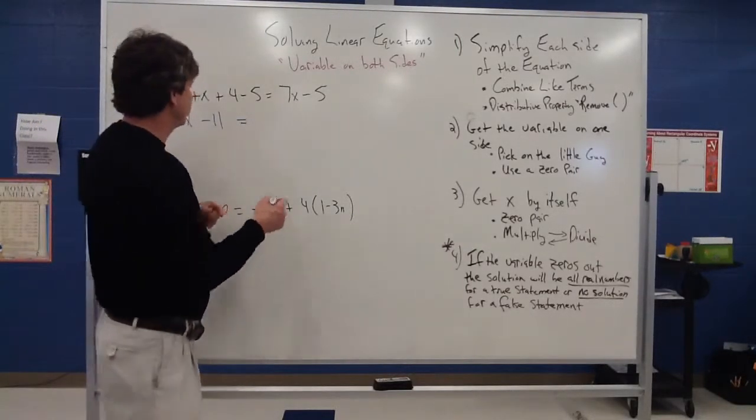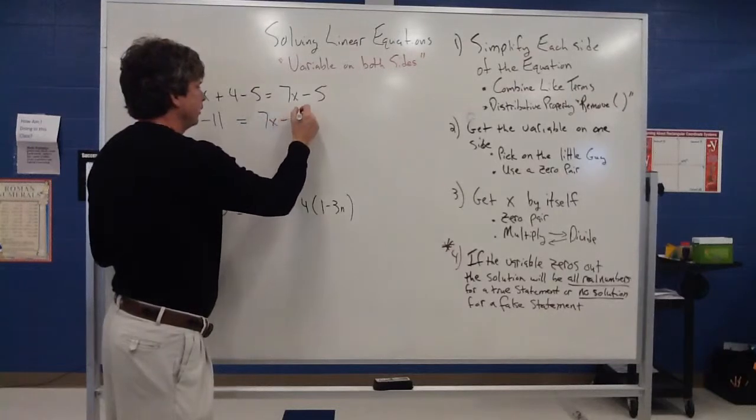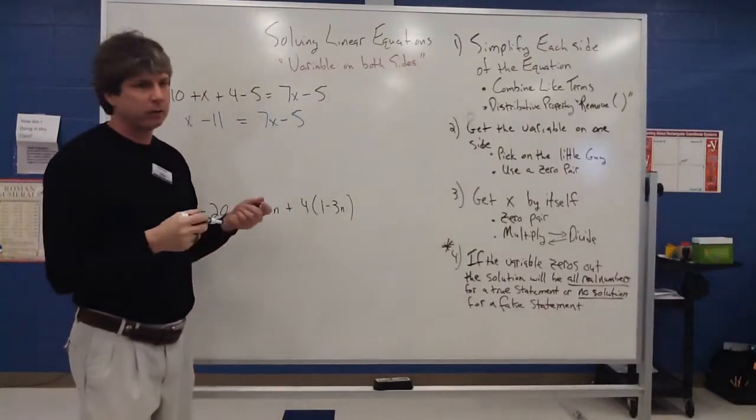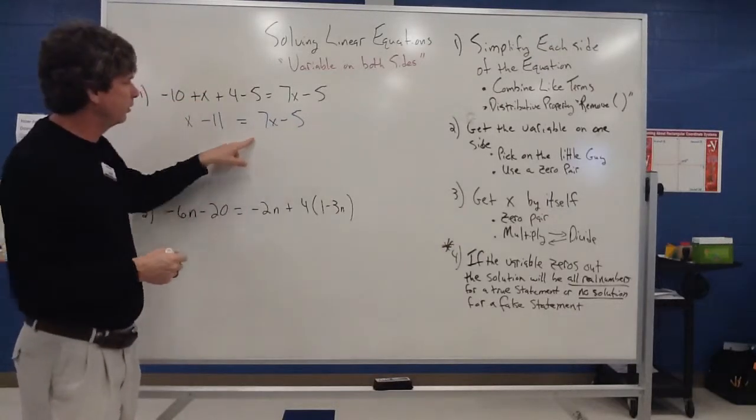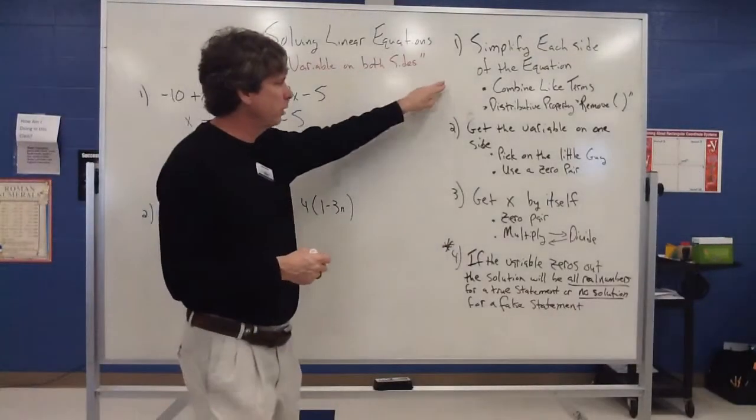This side here, it looks like there's not a whole lot to do. I just have 7x minus 5. There aren't any like terms, and there's no distributive property necessary. So this equation here just simplifies down to this equation. So I've done step one.